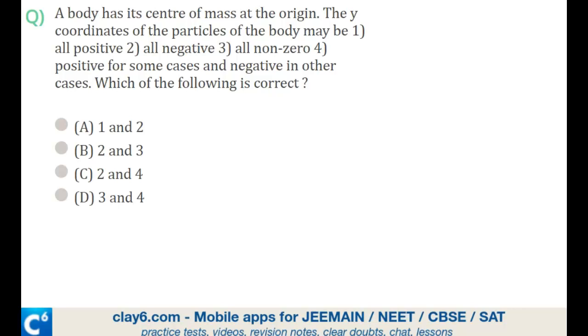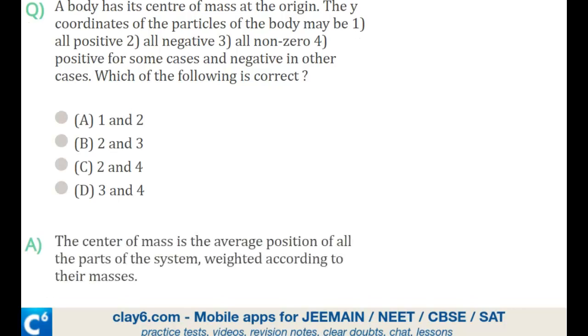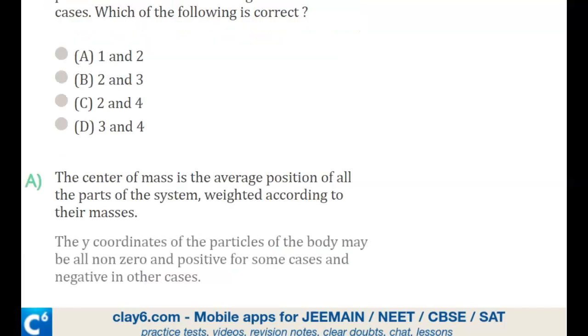If you look at it, looking at x and y coordinates, the center of mass is at the origin 0, 0. I'm assuming two dimensions here, but the center of mass is the average position of all the parts of the system weighted according to their masses. So you're going to take the average of all the y's to come to 0, and you're going to take all the averages of the x to come to 0, with respect to their position, right? It's the average position. So if it is average, then there has to be positives and negatives.